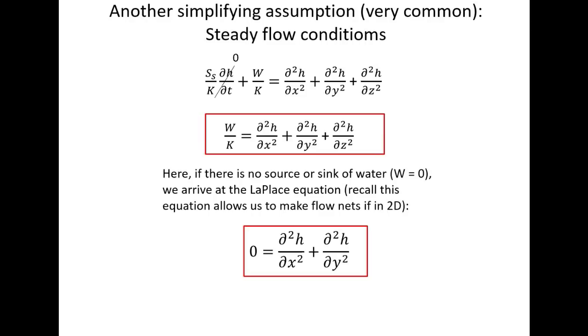Another simplifying assumption that's very common is steady flow conditions. And so in this case, we set the change of head with time to 0. So nothing is changing with time. Head can still change in the different dimensions, but it stays static in its distribution. So flow goes from high to low head, but the high and the low parts are not changing. They're just steady pictures. So in that case, we only have this source sink term balanced by the Laplacian term here, the second derivative. Or if there is no source sink terms, we see our Laplace equation, which we were introduced to before when we were doing flow nets.